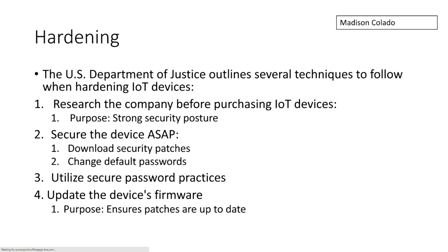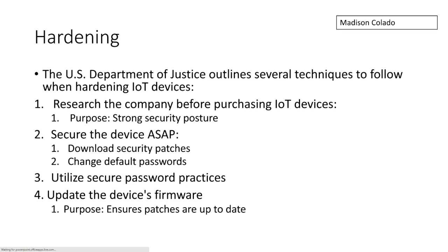Next, I researched some hardening techniques. The U.S. Department of Justice outlines several techniques to follow when hardening IoT devices. The first and one of the most important pieces of advice is to research the manufacturing company before purchasing IoT devices. The purpose of doing research on the company is to ensure that the company has a strong security posture. This can be done by looking at previous responses to vulnerabilities and the time that it took to address and patch them. Step number 2 is to secure the device as soon as possible.